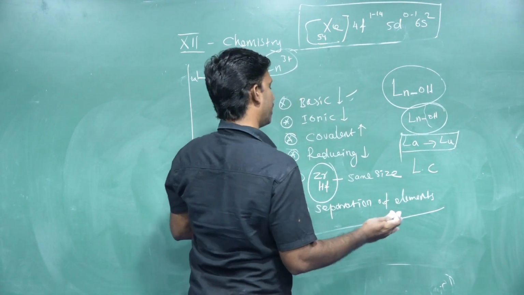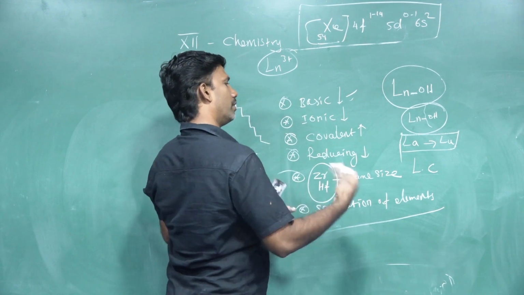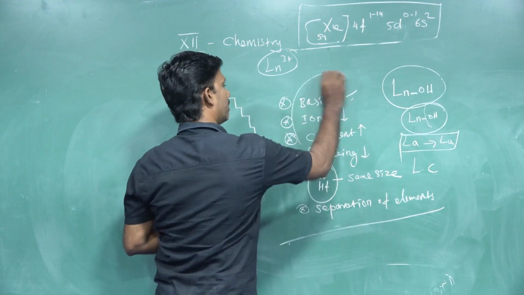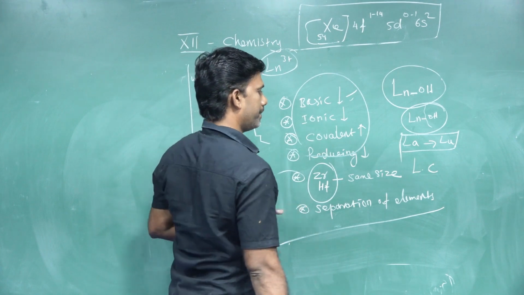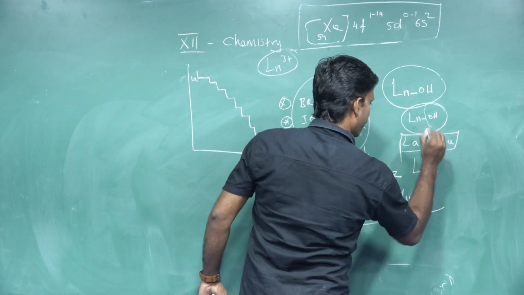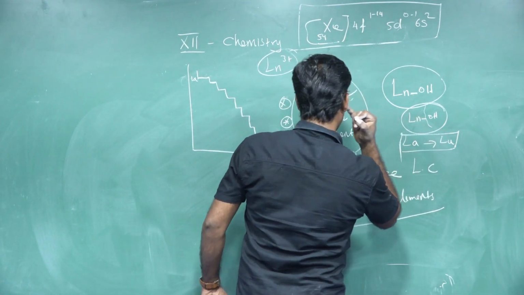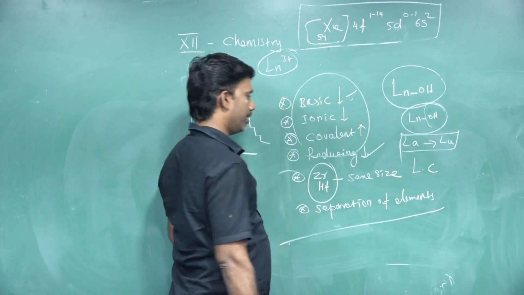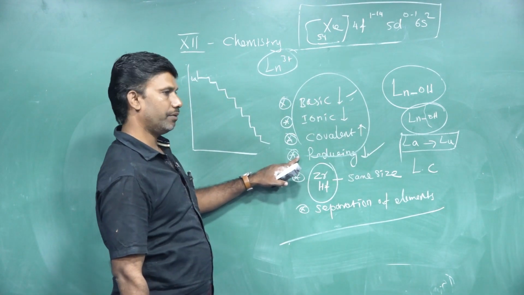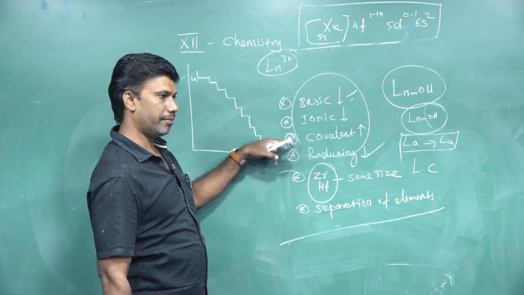Size decreases, so automatically ionic character decreases, covalent character increases, and basic character decreases. These all are in one point. Okay. Then basic character, then the reducing property. Already there is a reducing tendency, and the reducing property also decreases. As basic character decreases, the reducing property automatically decreases.